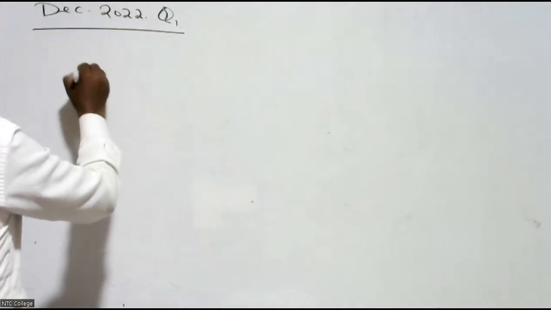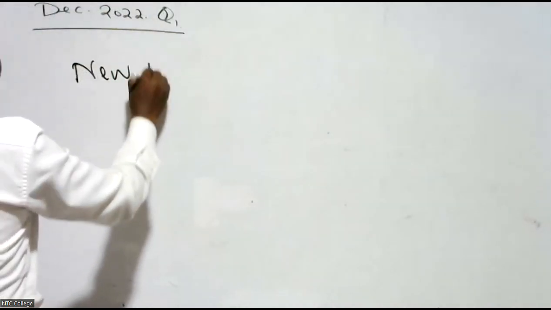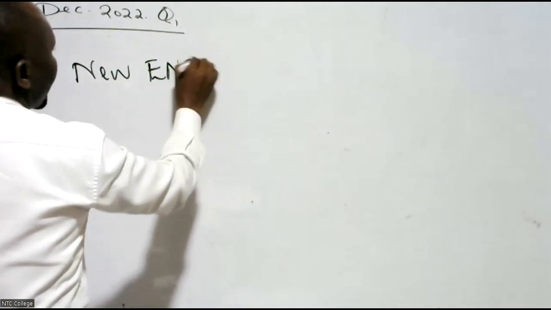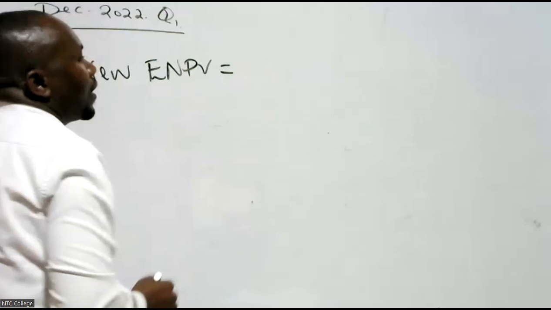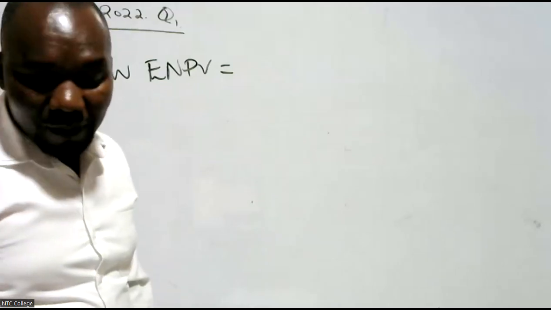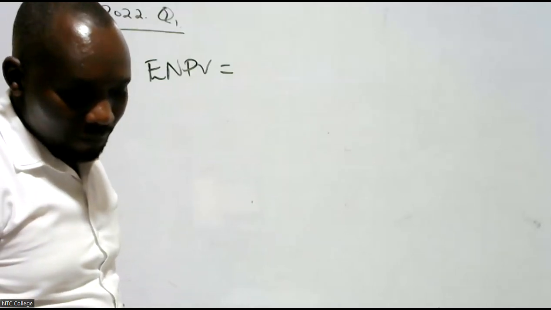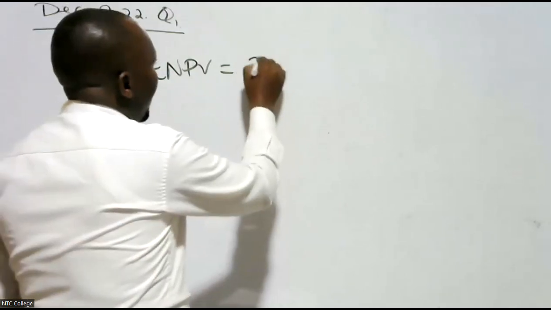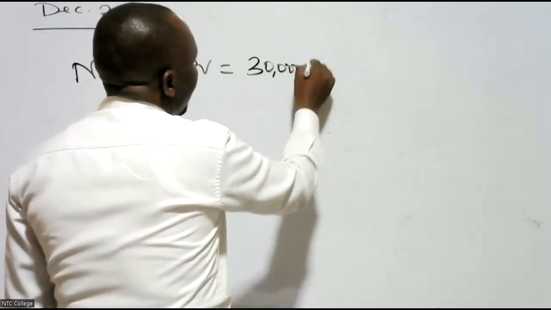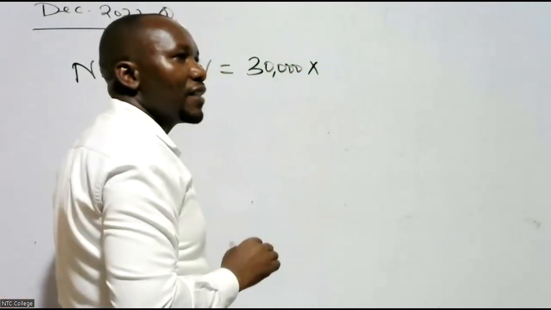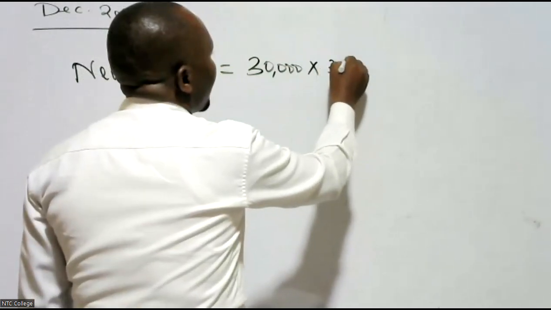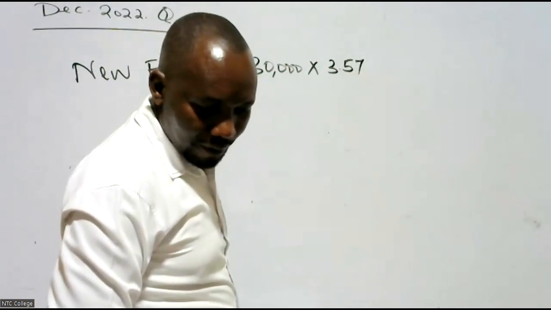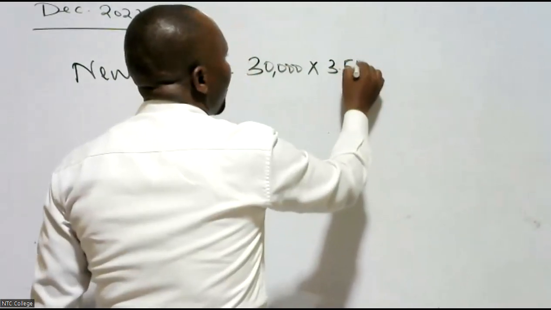So we have a new expected NPV. NPV is equal to, our cash flow still remains the same. The cash flow was how much? The cash flow was 30,000, right? So we have 30,000 times the PV factor, which still remains the same, which was 3.5712, right? 172.